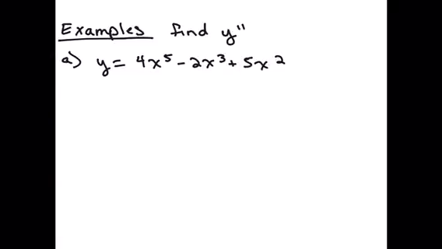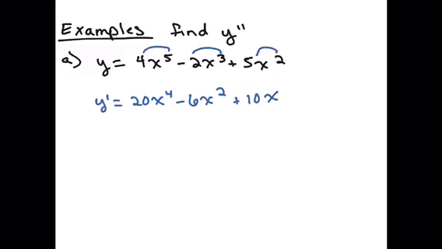So let's do some examples. We want to find the derivative of y equals 4x to the fifth minus 2x cubed plus 5x squared, and once we do that, we'll find the derivative of the first derivative to get our second derivative. So this is just a power rule problem. And the first derivative, a 5 comes out front. 5 times 4 is 20, and then I get x to the fourth. A 3 will come out front. 3 times negative 2 is negative 6, and I get x squared. And then a 2 will come out front. I get 5 times 2 is 10, x to the 1.